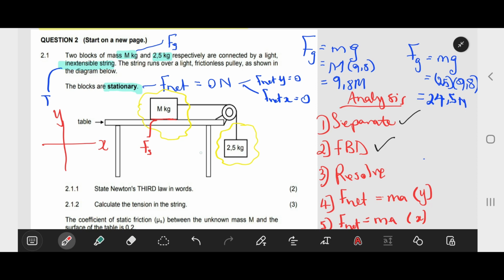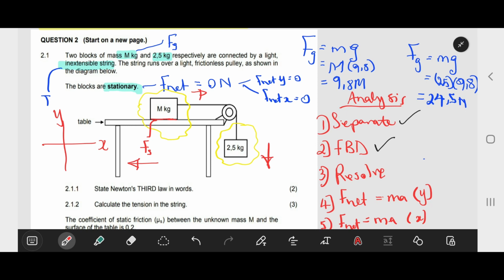If these objects were to move, in which direction will they move? If there is no applied force on this mass m, the only possible direction is that the 2.5 kg will go downwards and the mass m will go to the right. So it means friction is acting in the opposite direction, which is to the left.